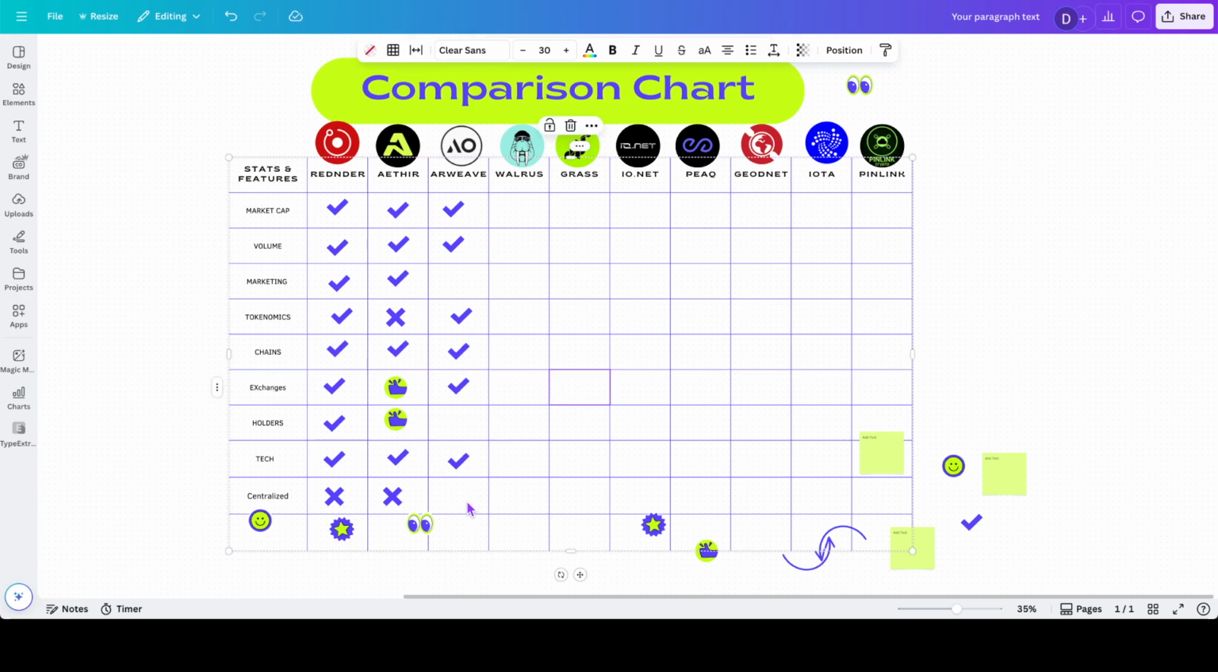Now I've left a couple blank here, centralized and marketing. Now I do believe that the way they market is different from the others. And you can go and watch Sam. Okay, so I'm going to give them a thumbs up here, because if Arweave all of a sudden start pushing things, I think this will be a check.